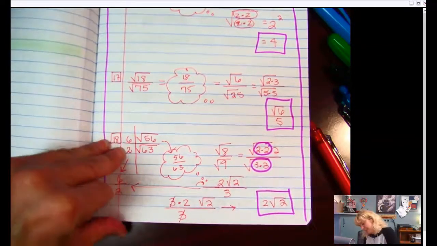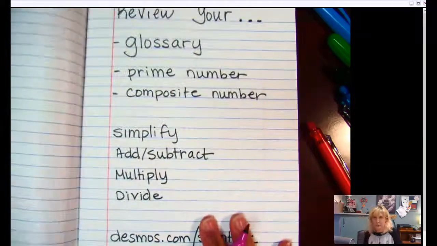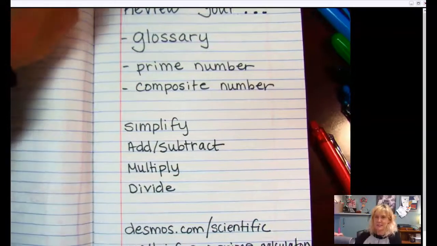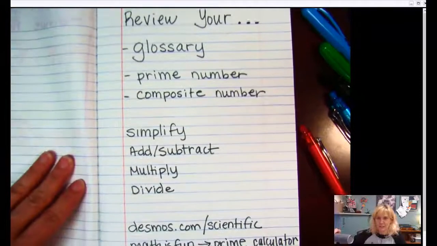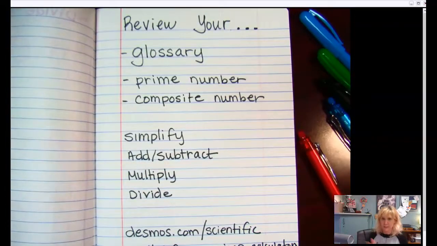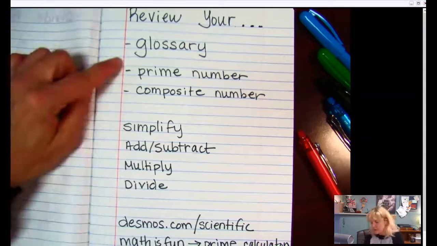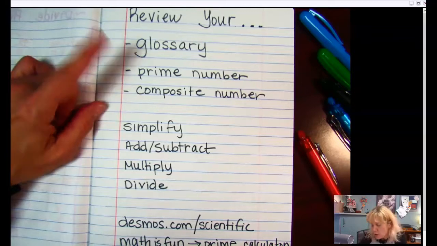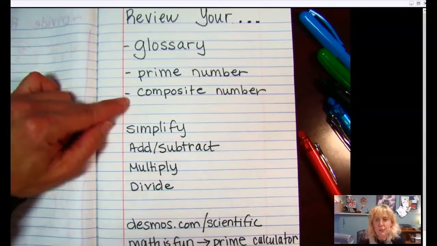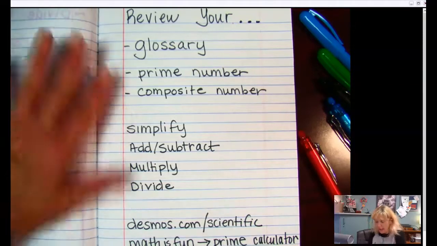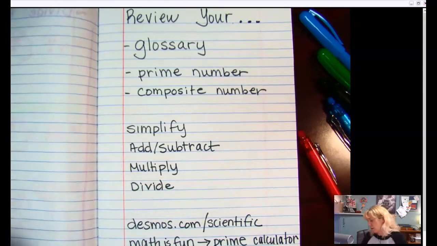All right, so listen. You've got a test tomorrow. It's been a long time since we've had a test. And I just want you to remember this is what you've got to have. This is what you've got to be ready for tomorrow. Your glossary, you've got to have that glossary ready because there's matching with definitions. You've got to remember what a prime number is. You've got to remember what a composite number is. We've written that in our notes. And this is everything that we've covered.